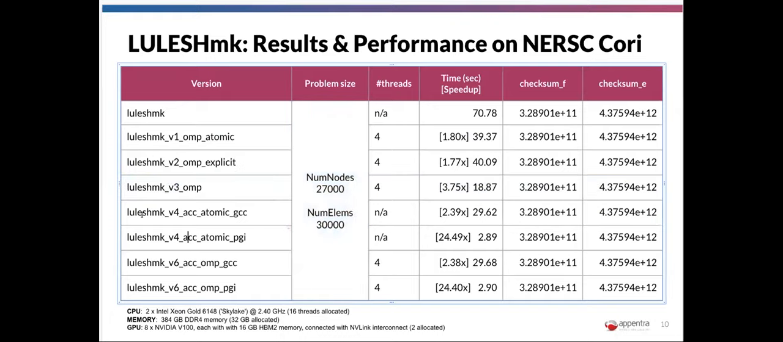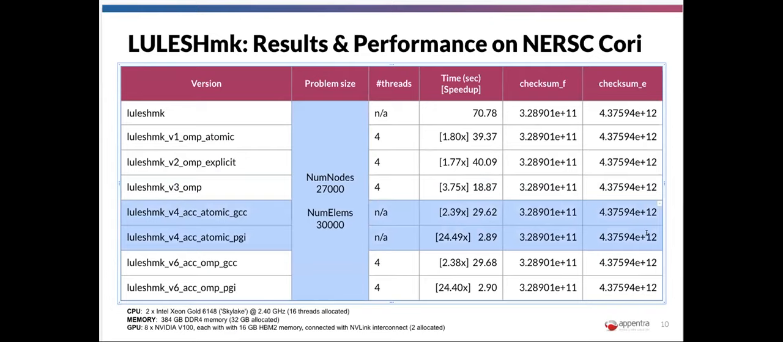And then we did some experiments on the GPU side. With the version that you saw here, the atomic implementation, with GCC we got a 3x speedup. And with PGI, we saw up to a 25x speedup. The same parallelization strategy, the same piece of code, just recompiling with the compiler recommended for performance, as NERSC recommends in their information for the users.